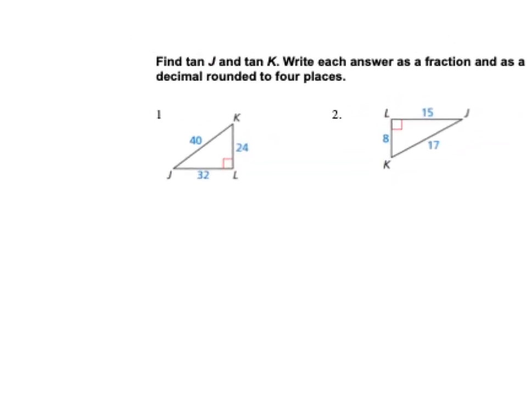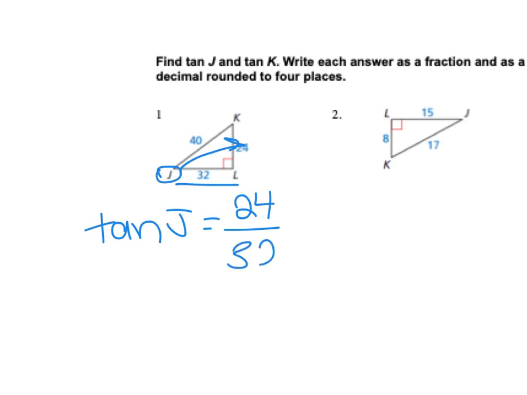So let's look at this again. It's just tangent of J. Here's J. The side opposite of it is 24. The side adjacent to it is 32. Remember, this 40 right here is our hypotenuse, and we do not need to use the hypotenuse when we are finding the tangent. If we simplify 24 divided by 32, we get 0.75.